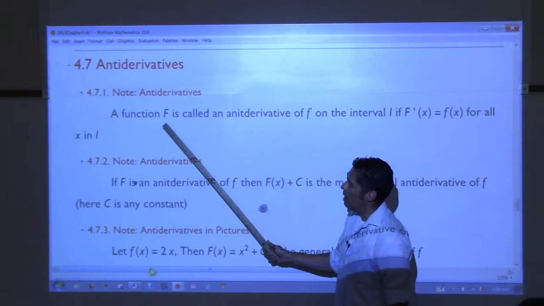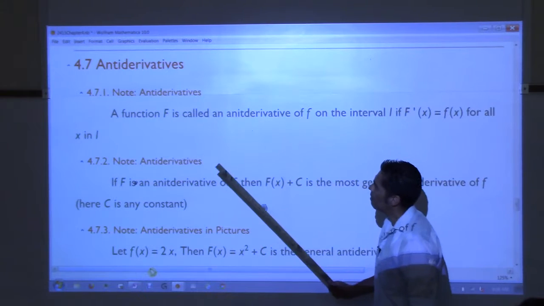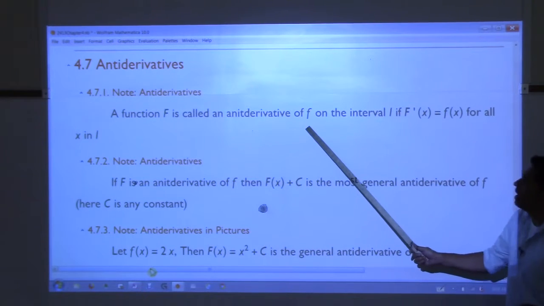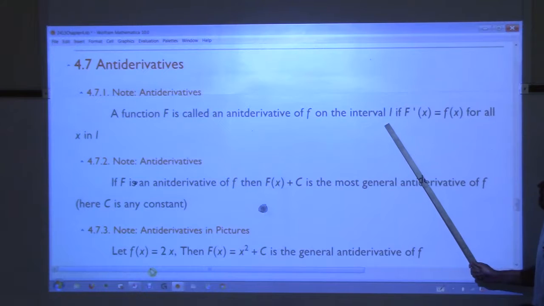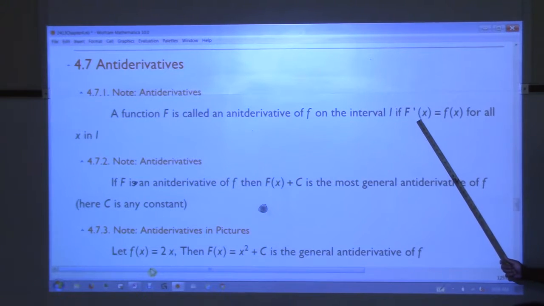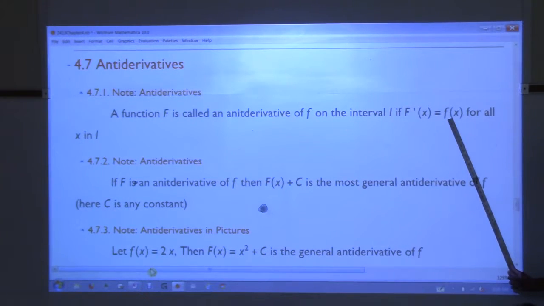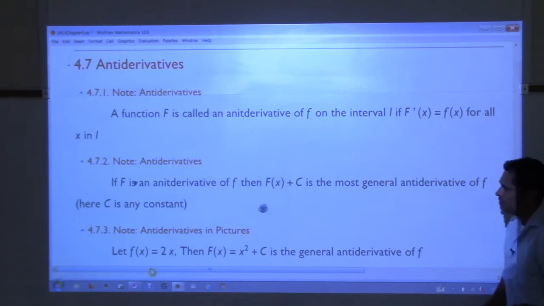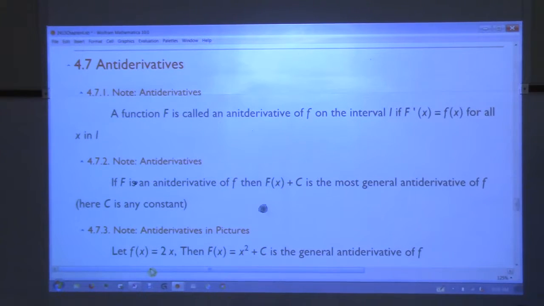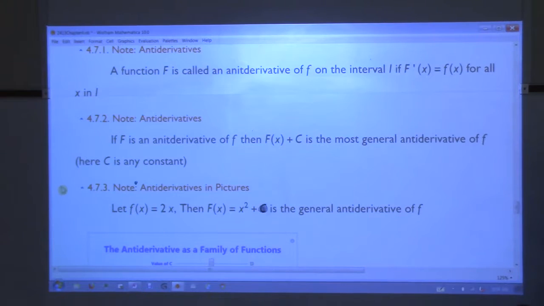A function capital F is called an antiderivative of little f on some interval I if the derivative of capital F is equal to little f for all x in the interval. If capital F is an antiderivative of little f, then capital F plus c is the most general antiderivative of f, and here c is any constant. So what's going on here?